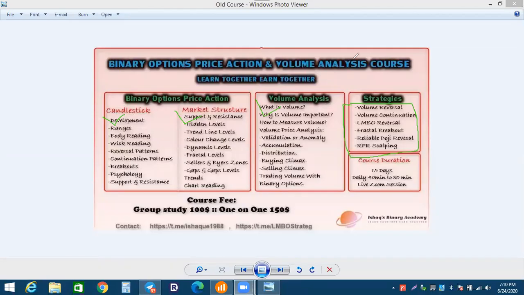So here there are some strategies: the volume reversal strategy, volume continuation strategy, LMBO fractal reliable doji, and reversal pattern rejection strategy. These are the strategies which I have to teach you. And these strategies, you know about all the strategies, but I want to clear more about these strategies. On this fractal strategy, a little bit I will talk.